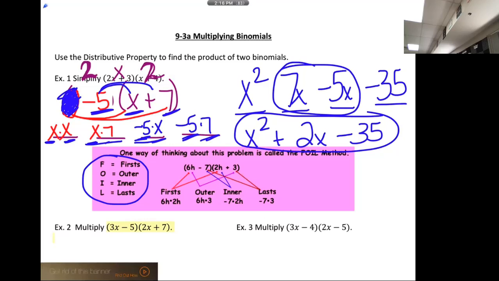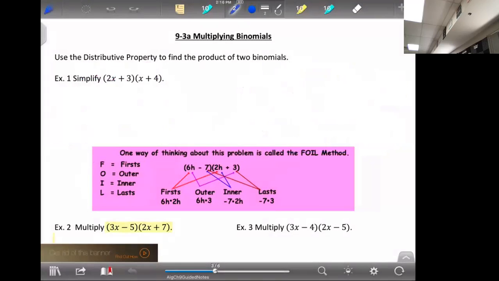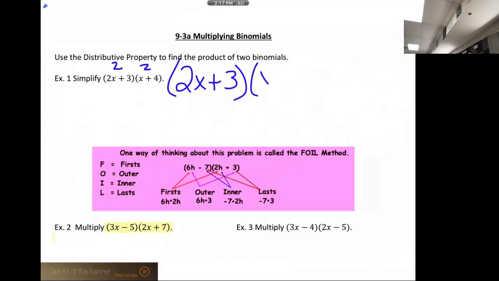All right, we are going to go ahead and do this first example. So you might want to write this down as we go. So there's a 2 by 2. So I'm going to write this big, 2x plus 3 times x plus 4. And yes, I'm going to do this on the board first. So I'm going to cover this up.